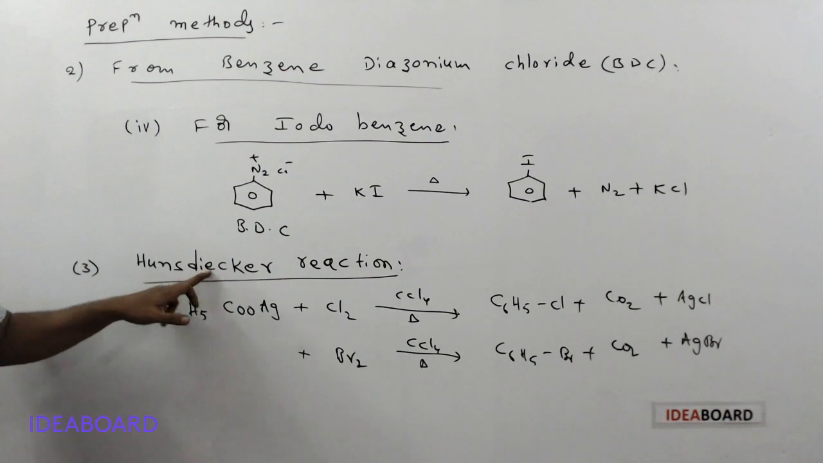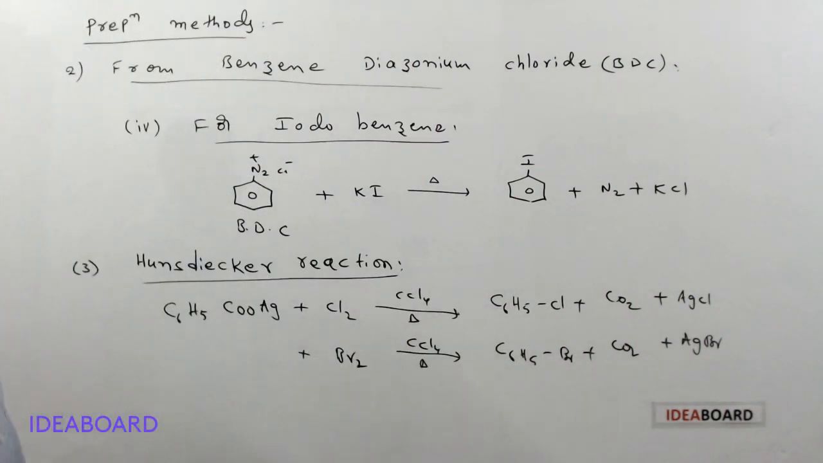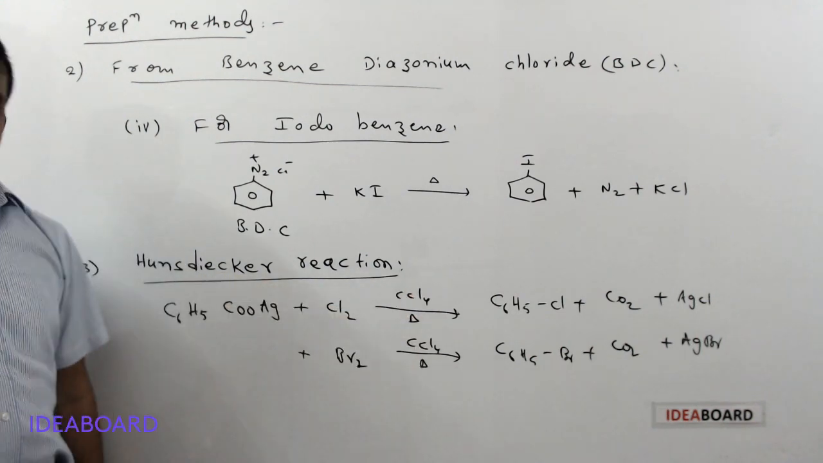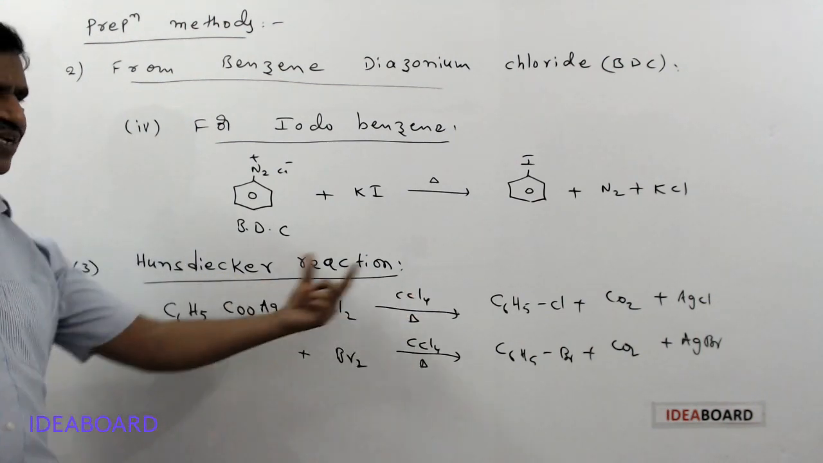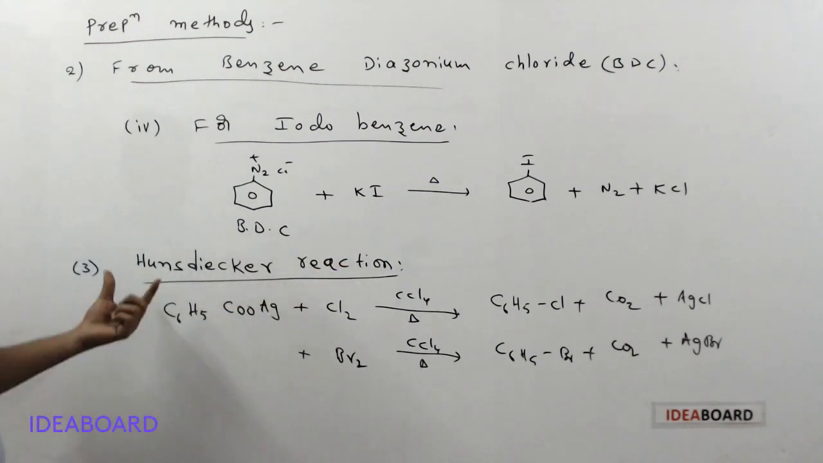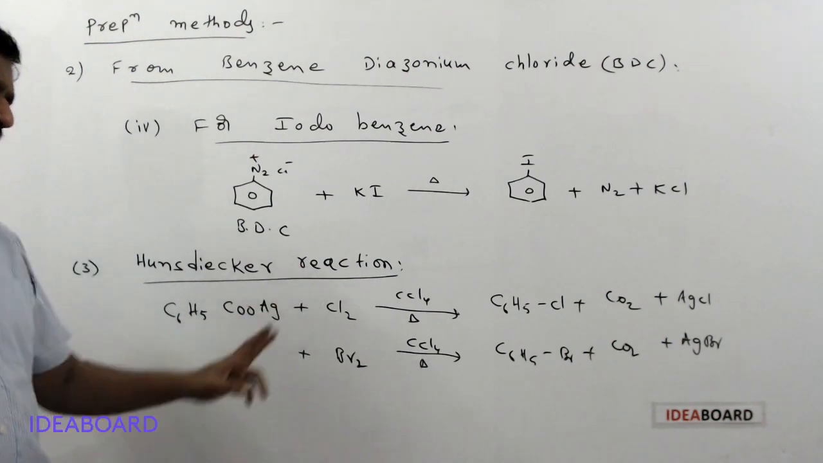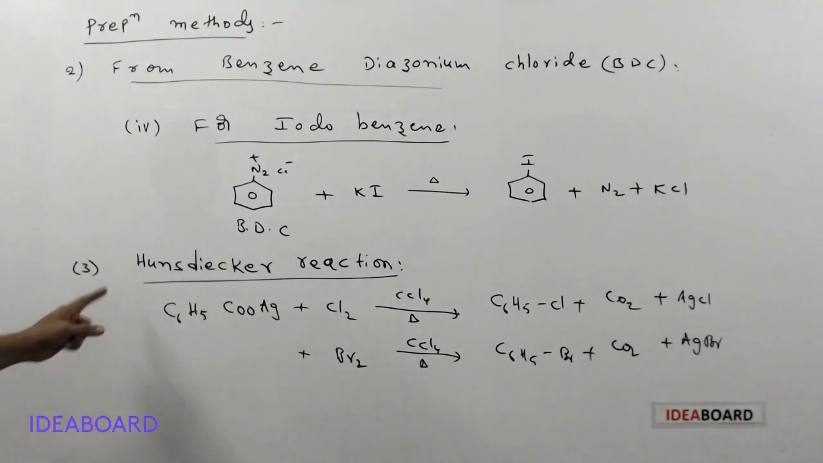The Hunsdiecker reaction is also used for the preparation of chlorobenzene and bromobenzene. Alkyl halides are also prepared. If you take a CH3 group here, you will get CH3Cl. So alkyl or aryl halides can be prepared by the Hunsdiecker reaction, and chloro and bromo compounds can be prepared mainly by the Hunsdiecker reaction.